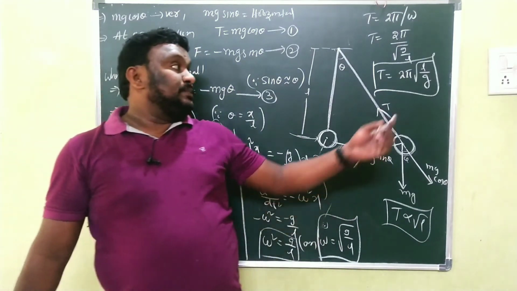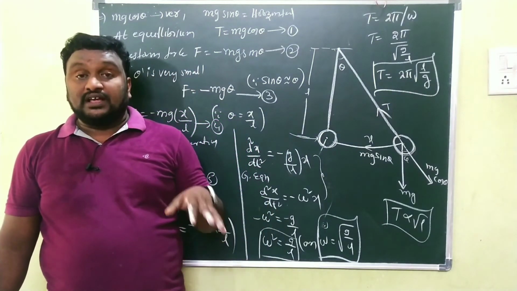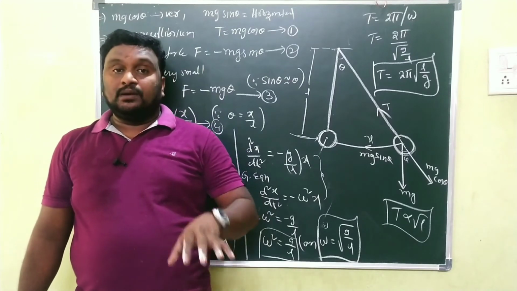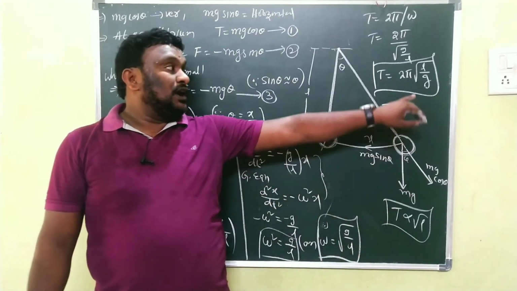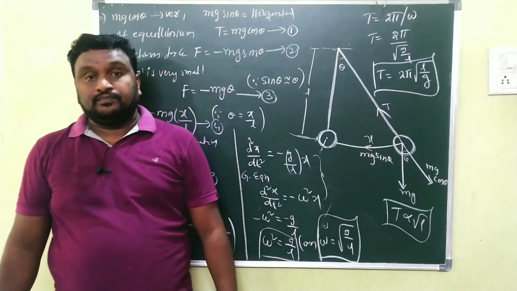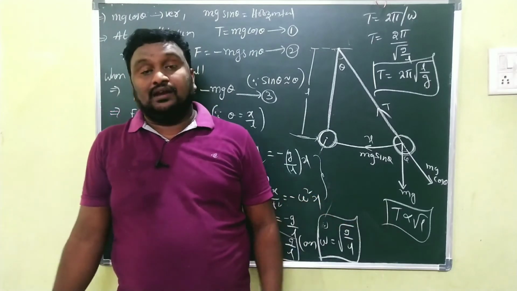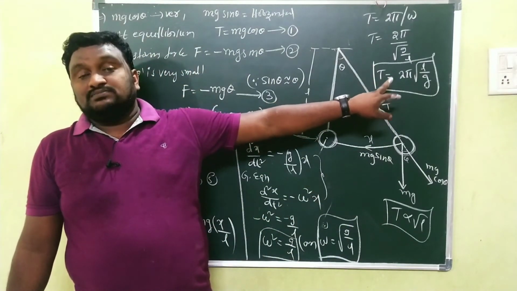And it also depends upon the acceleration due to gravity. If we are doing the same experiment of a simple pendulum at only one place, then it does not depend upon the g value, because it is constant. Then what do you write? T is proportional to root L. Clear? This is the expression for the time period of a simple pendulum.